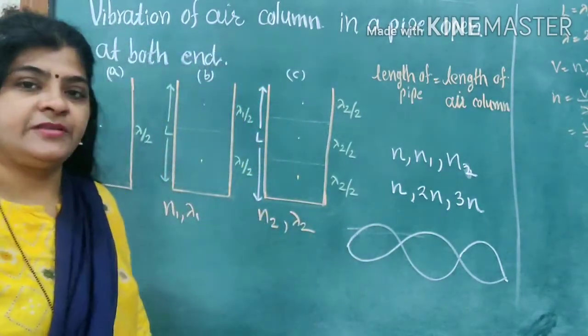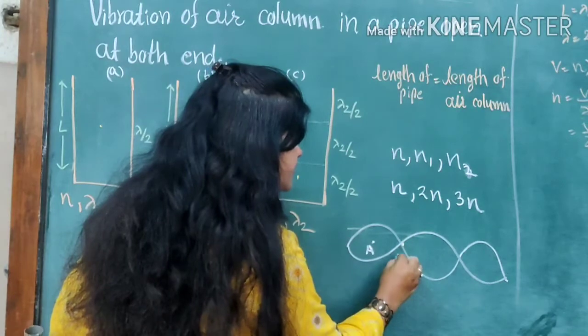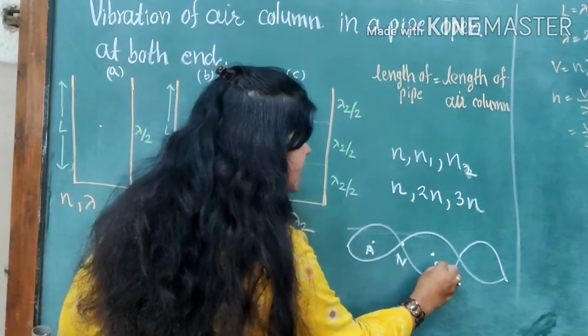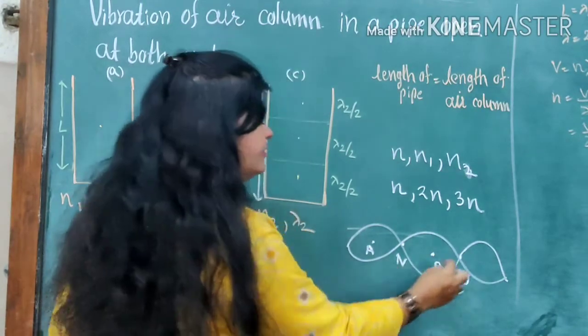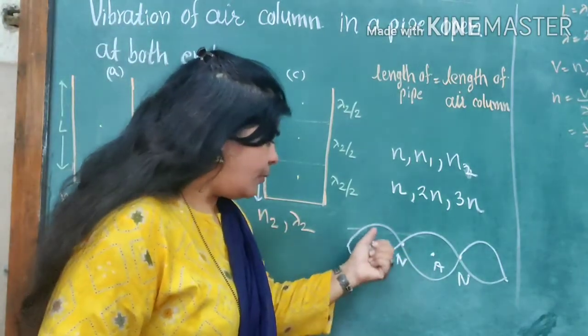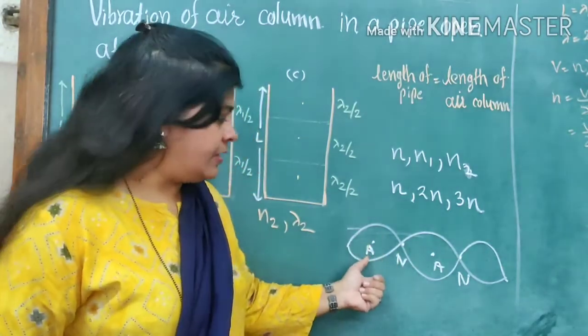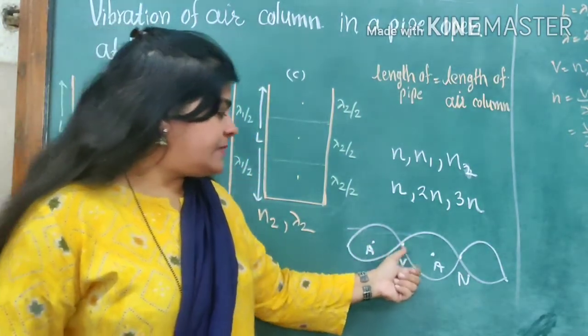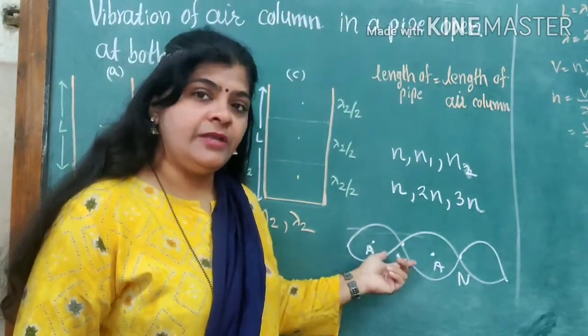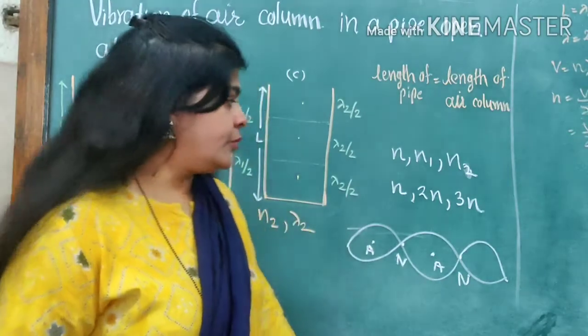Loop-like structure. Understand? Correct? Here it is an antinode, here it is a node. Antinodes and nodes will be formed alternately. The antinode means the point at which the displacement of the particle is maximum, and the node means the point at which the displacement of the particle is minimum. That's why nodes and antinodes are produced alternately.